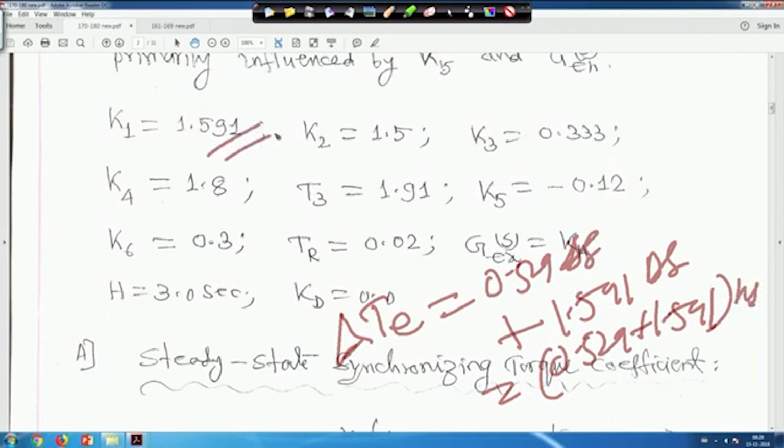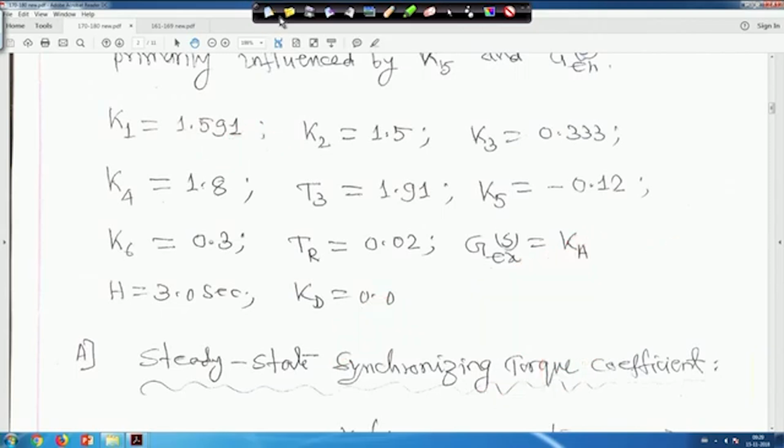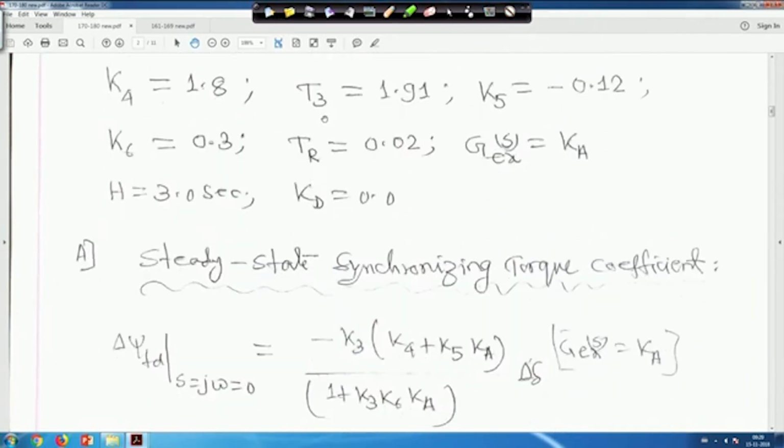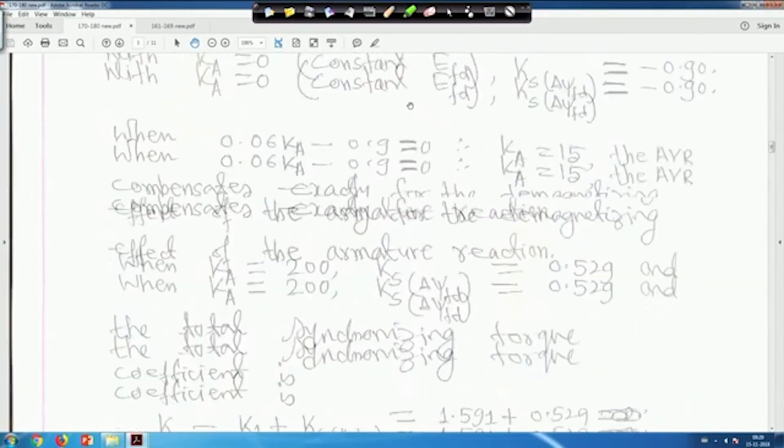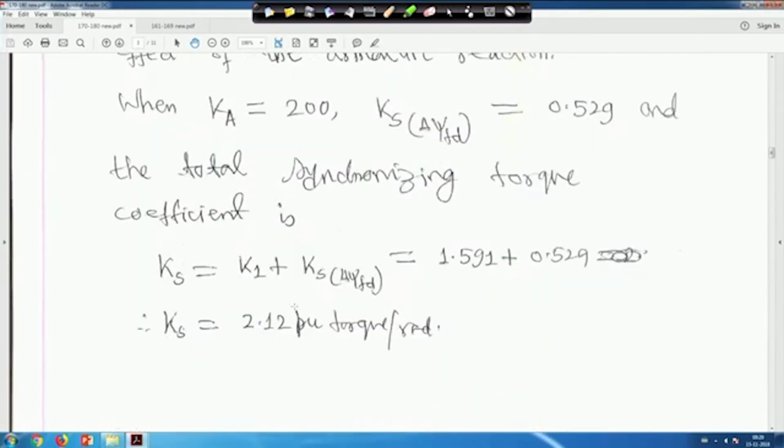So, if you add this up, basically your synchronizing torque coefficient is increasing, right. That is why we have written here that Ks is equal to K1 plus Ks delta psi fd, and the total is 2.12 per unit torque per radian, this is its per unit value, right. So, basically Ks is a dimensionless quantity. That is why this K1 plus Ks delta psi fd, I do hope that the meaning of this you might have understood, right. A little bit of study is required to get into this, right.